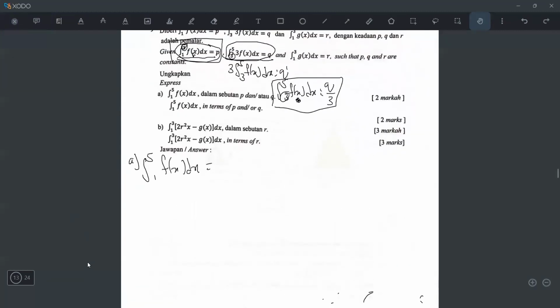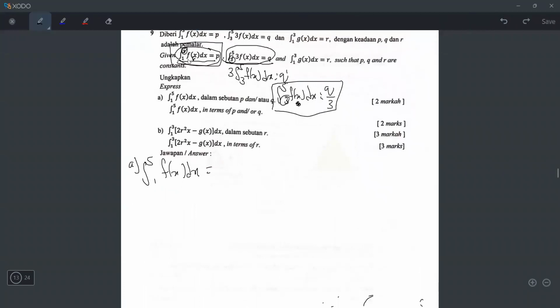It means even though I don't have integrate 5(1) fx dx, I know I can take integrate 5(3) fx dx plus integrate 3(1) fx dx. Okay, 3(1) fx dx. Because that way the 3 and 3 can cancel and then left with 5, 1, which is exactly what I want. And we all know 5, 3 fx dx is q over 3. Okay. Because I take out the 3 already, and then divide 3. And then we all know integrate 3, 1 fx dx is just p. So that's the answer. Okay.